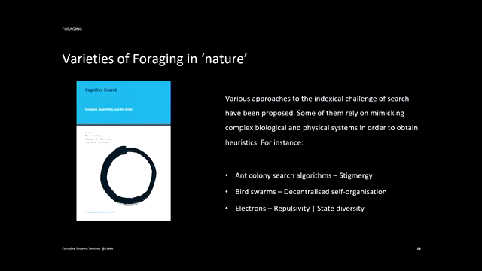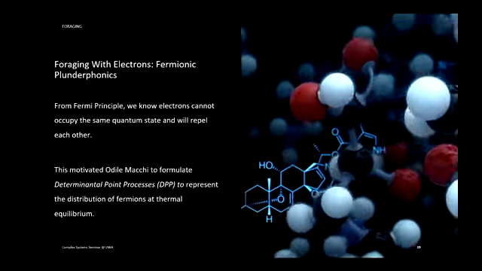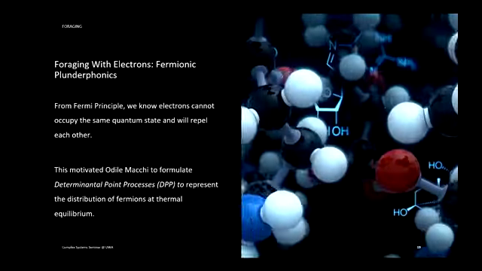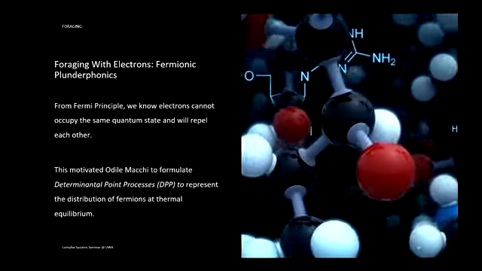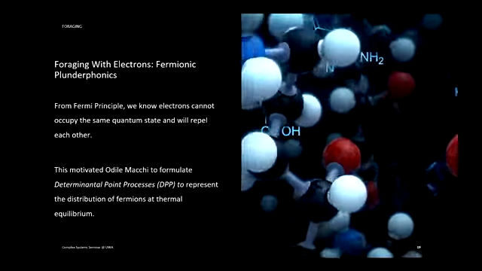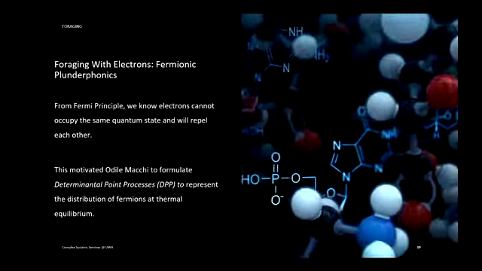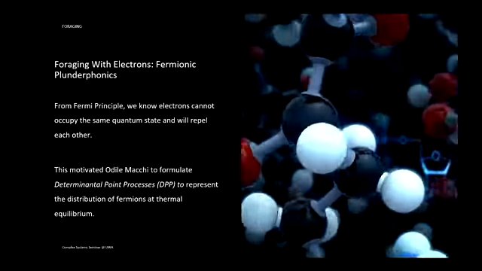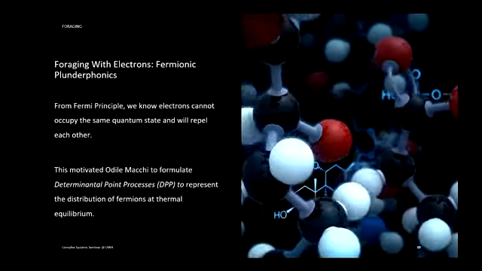So the model that I'm going to show you guarantees that when you're foraging, when you're exploring, the elements that you get are different between each other. And this is because the model of the electrons has to take into account that they repel each other, they cannot occupy the same quantum state. So from the Fermi statistics, we know that they cannot occupy the same quantum state, and they will repel each other. And this motivated Odile Macchi to formulate the DPP and represent, in one of the cases, the fermions in equilibrium.